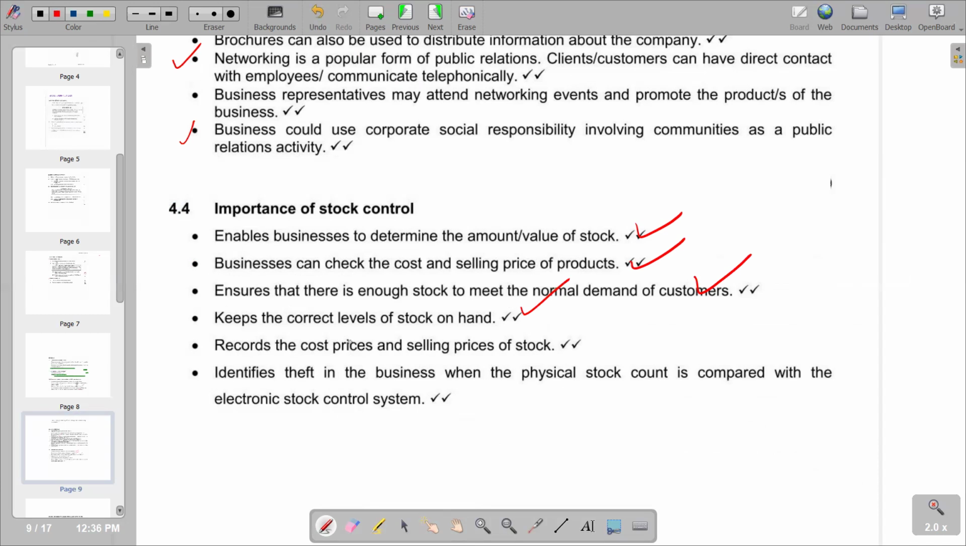Which is also correct. And the last point is it helps identify theft in the business when the physical stock count is compared with the electronic stock control system. So it can also be used to identify if there are shortages. If there is theft taking place in the business, it can easily be identified through stock control. So this becomes our last part of our question.